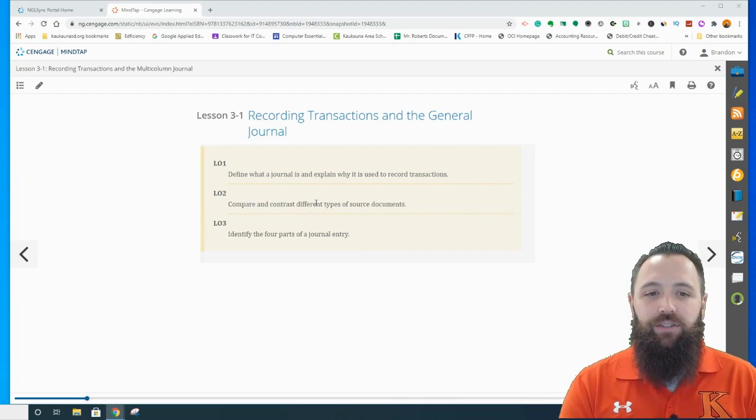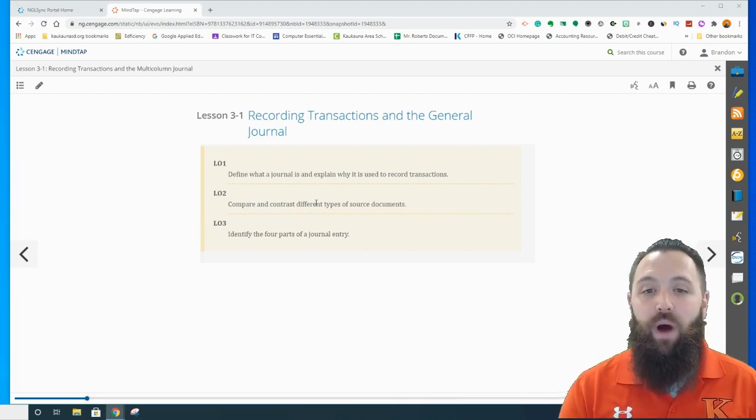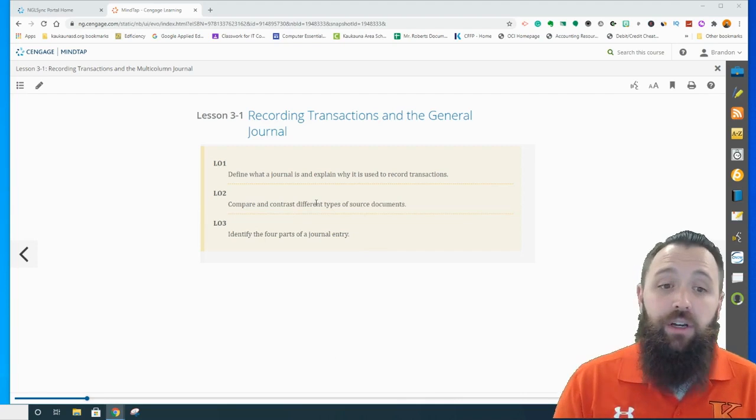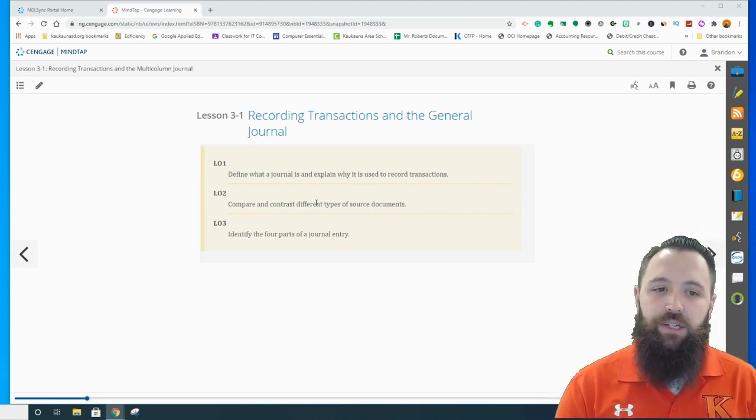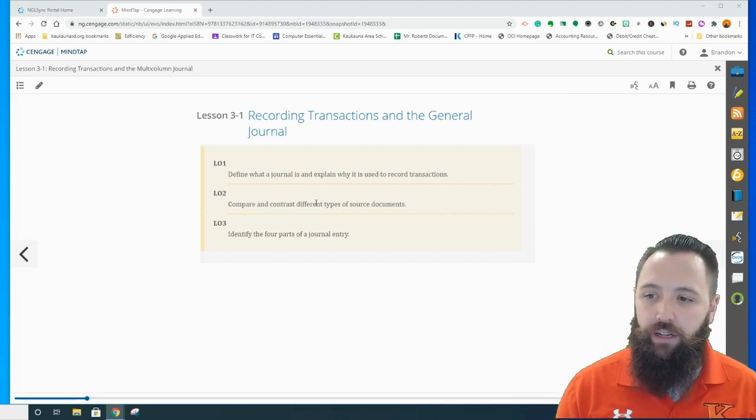So the objectives today: Objective 1 is to define what a journal is and explain why it's used to record transactions. Objective number 2 is to compare and contrast different types of source documents. And number 3 is to identify the 4 parts of a journal entry.